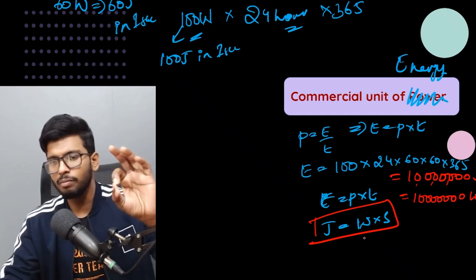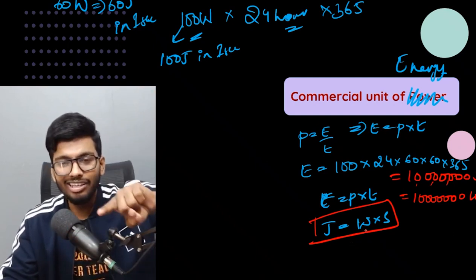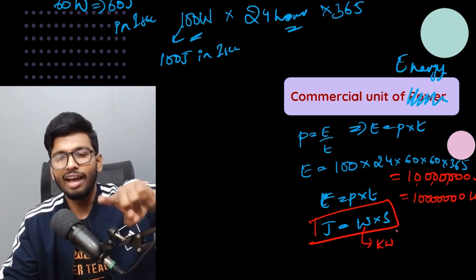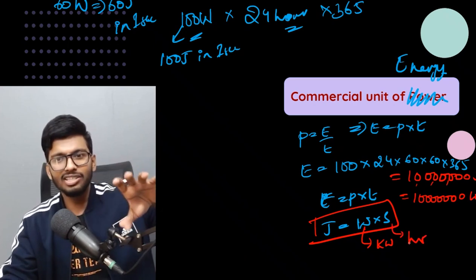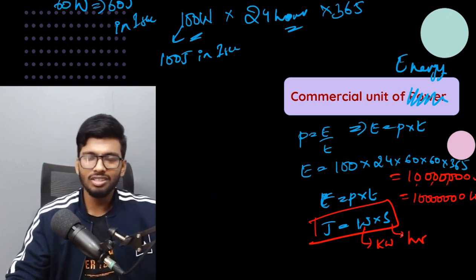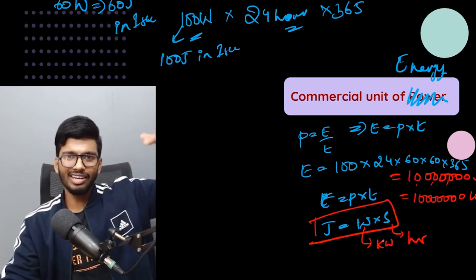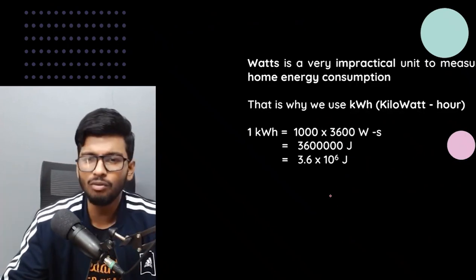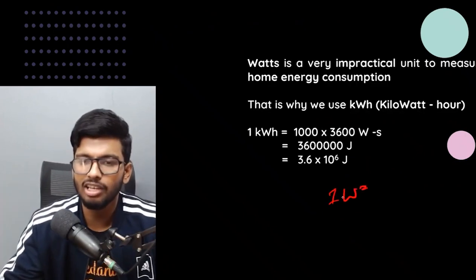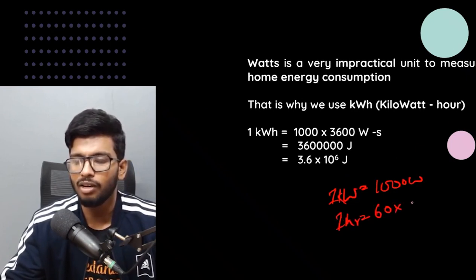So what I'm doing is, people, I'm converting from watt second to their higher units. The higher unit of watt is kilowatt, and the higher unit of time, seconds, is hours. So all I'm doing is converting from watt second to kilowatt hour, their higher units. So instead of writing it as joules, I can write it as kilowatt hour. 1 kilowatt is equal to 1000 watts. And 1 hour is equal to what? 1 hour is equal to 60 minutes and 1 minute is equal to 60 seconds.